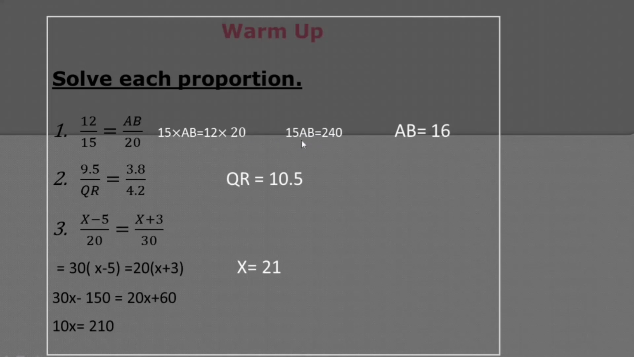15 AB means 15 multiplied by AB. So I'm going to divide both sides by 15. So AB equal 16, which is 240 divided by 15 equal 16.